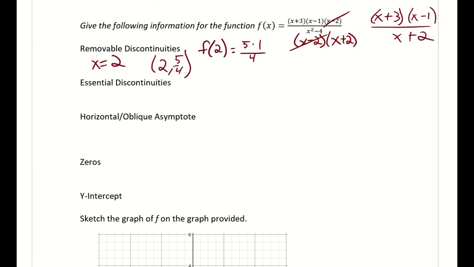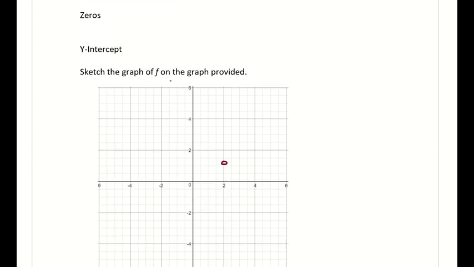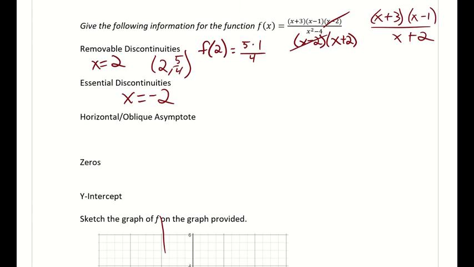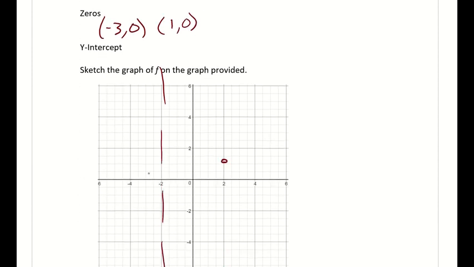Essential discontinuities, we set our denominator equal to 0, so we have it at x is equal to -2. We set our numerator equal to 0 to find our zeros. So that will be at -3, 0, and 1, 0. So -3, 0, then 1, 0.